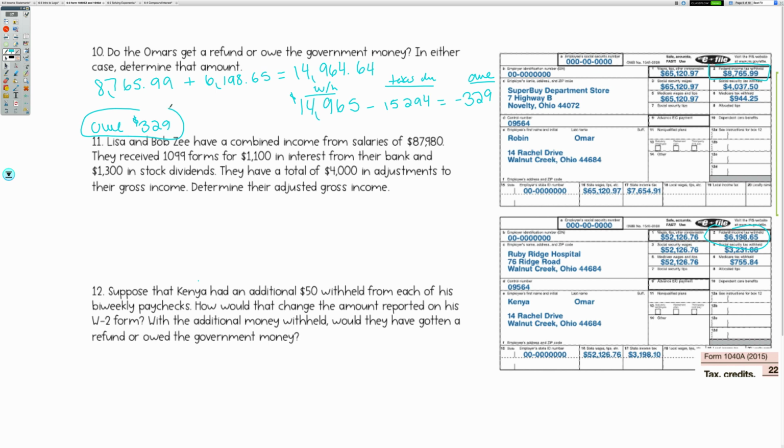I'm going to skip to 12 real quick because I wish I would have made these flopped, but I didn't. But I already made copies, so we're going to go with it. 12 says, suppose that Kenya had an additional $50 withheld from each of his biweekly paychecks. How would that change the amounts reported on his W-2 form? With the additional money withheld, would they have gotten a refund or owed the government?